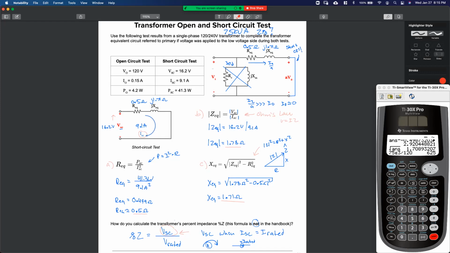David said, can the short circuit test be done on either side? Yes, you can. The short circuit current can ramp up quickly. So a lot of times the high voltage terminal is shorted, because the high voltage terminal is the low current side. So you'll have fewer amps running through that short circuit, but it doesn't matter. You can do it on either side.